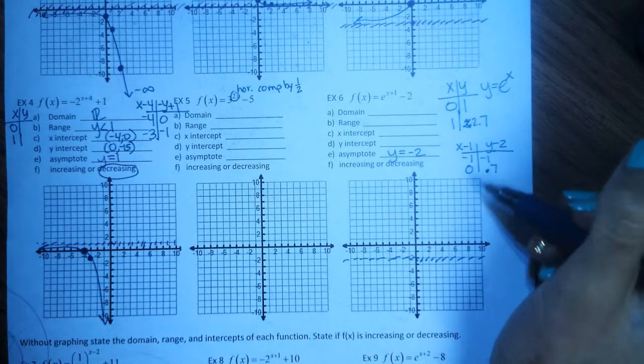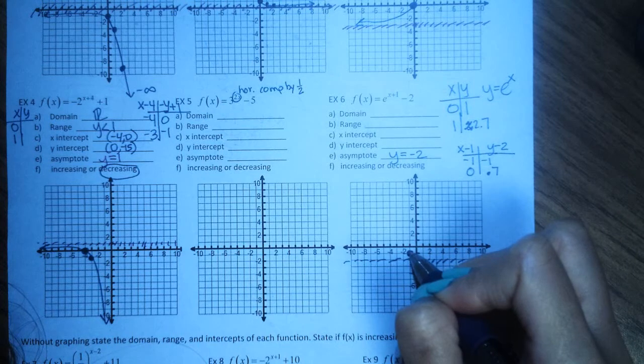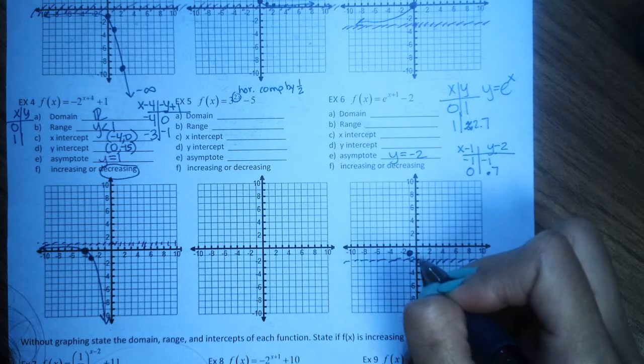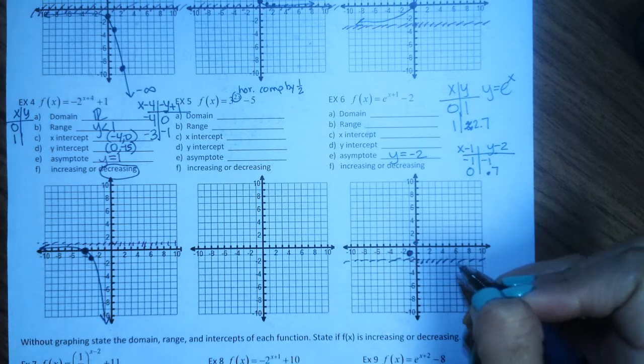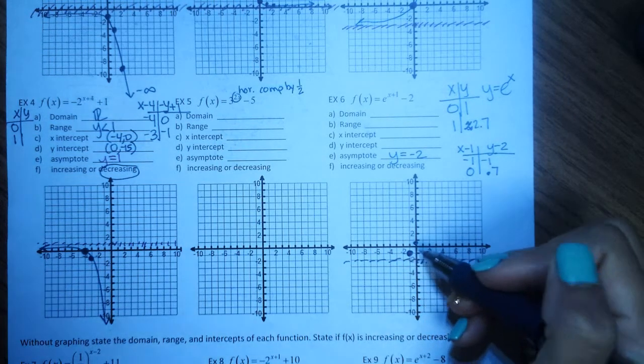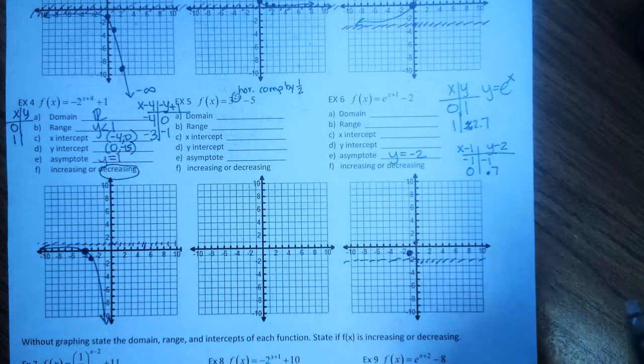And now let's just graph negative 1, negative 1. 0, comma 0.7-ish. About right there. You should have 2 points on the graph. Somehow on my answer you only have 1, but that's not good. You need to have at least 2.